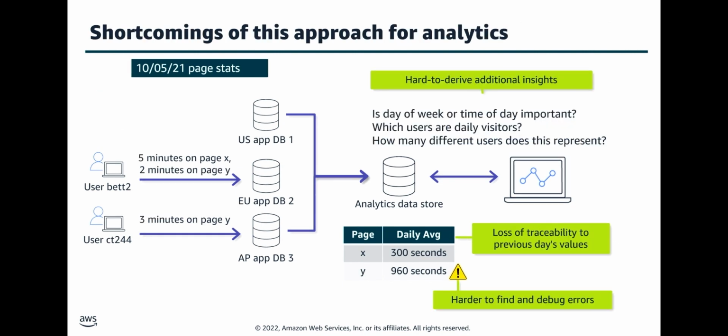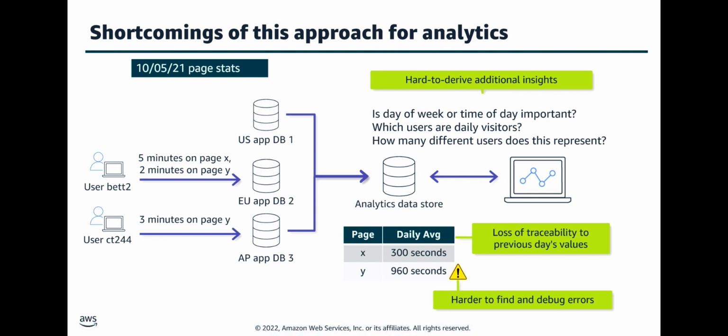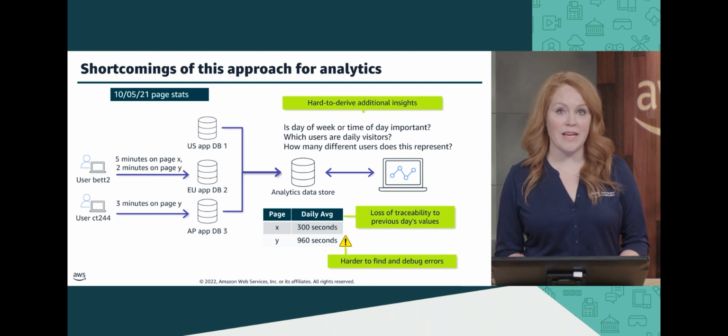As the slide indicates, there are shortcomings to an approach of saving only the aggregated values. First, this approach is not flexible if the business decides that they want to dig deeper or ask different questions. Second, the analytics database doesn't have any traceability back to the previous day's value after the new day's data has been incorporated into the average. Finally, this approach makes it more difficult to find and debug errors. In this example, the total of 960 seconds for page Y is incorrect, but there isn't a way to easily figure out what is causing the error or to audit it.